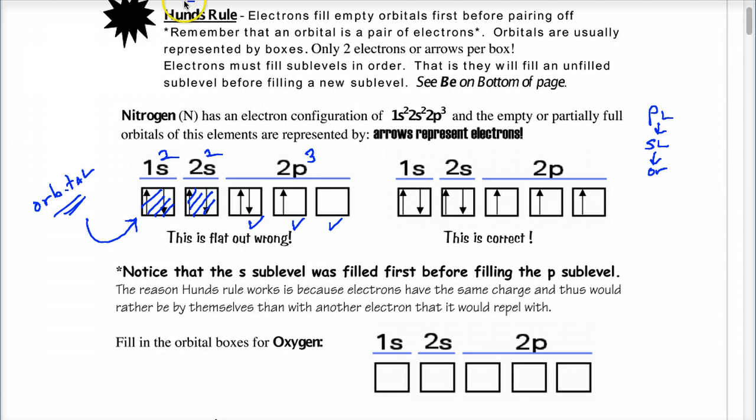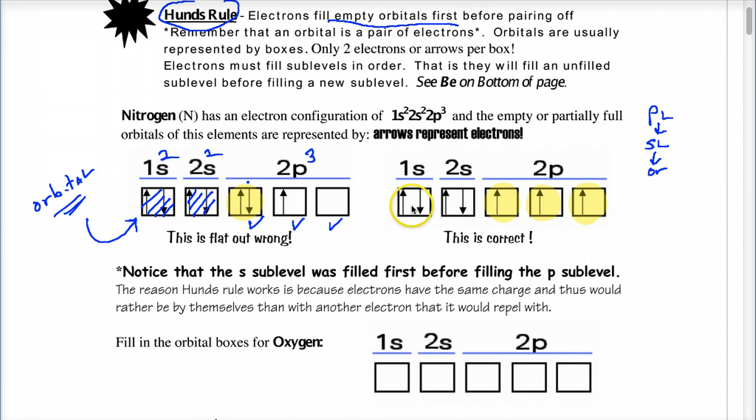It's based on Hund's rule. And very simply, electrons fill empty orbitals first before pairing off. The reason behind that is electron-electron repulsion. Why would an electron want to pair up in the same orbital, repel itself, and have a high energy when it can be by itself? So electrons will choose, if they have the ability to, empty orbitals of the same sublevel before they're forced to be paired up. So this is why we would never draw the orbital diagram for nitrogen this way.